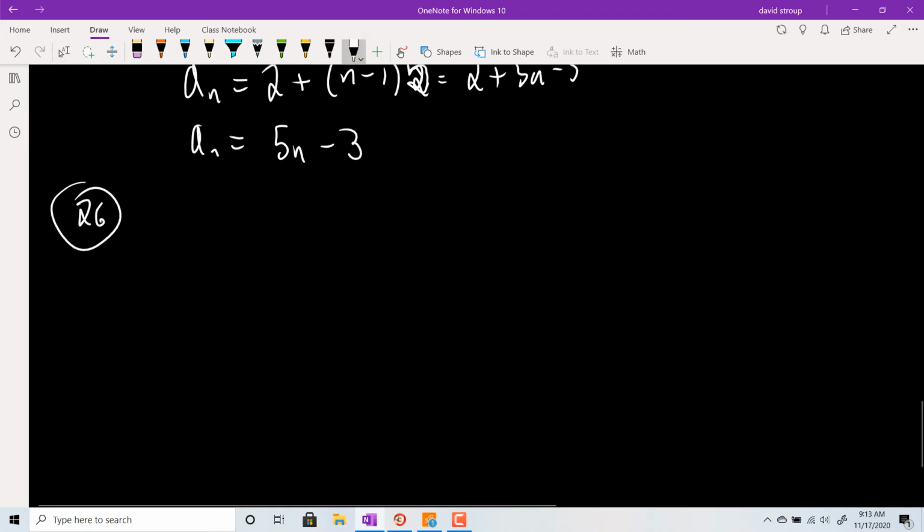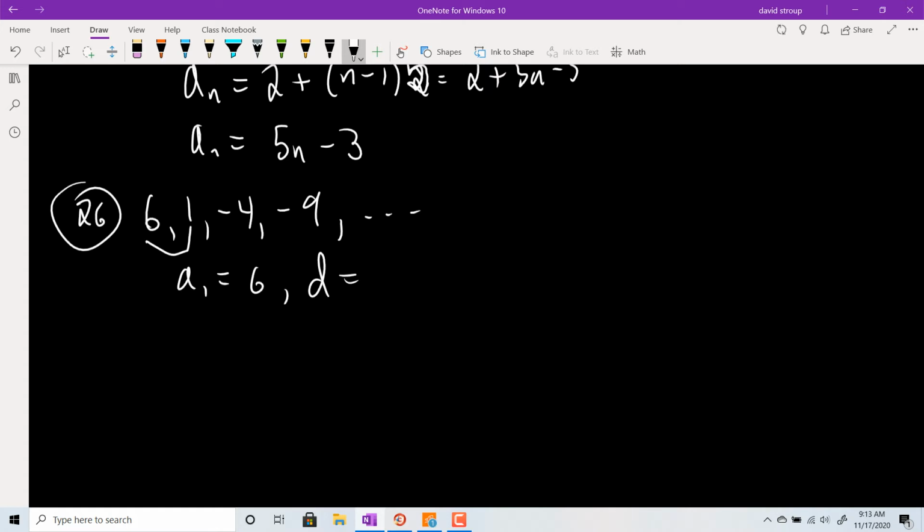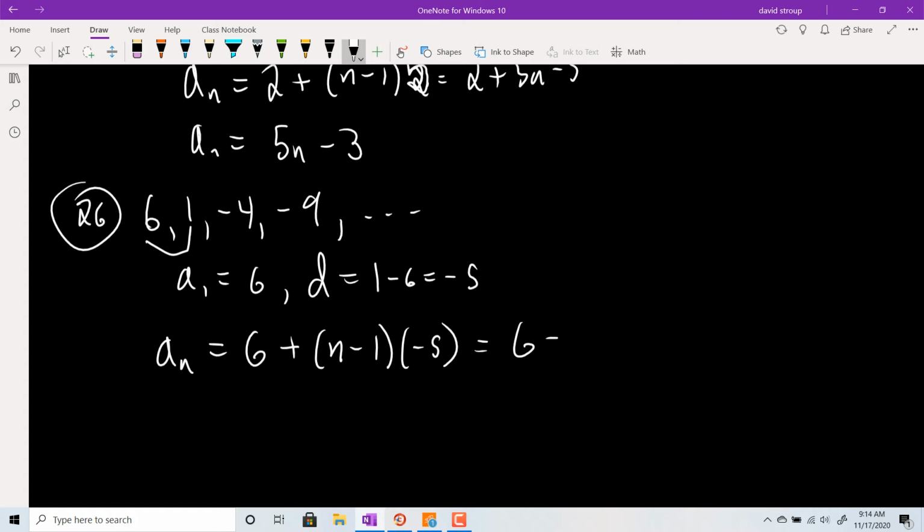So 26, we have 6, 1, negative 4, negative 9, blah, blah, blah. Okay, so again, we're going to need a sub 1, that's 6. I'm going to need the common difference, so that will be 1 minus 6. This time the common difference is negative. Then plop it into your formula, so a sub n equals a sub 1, which is 6, plus n minus 1 times d, which is negative 5. And then make it look pretty. 6 minus 5n plus 5 is 11 minus 5n.